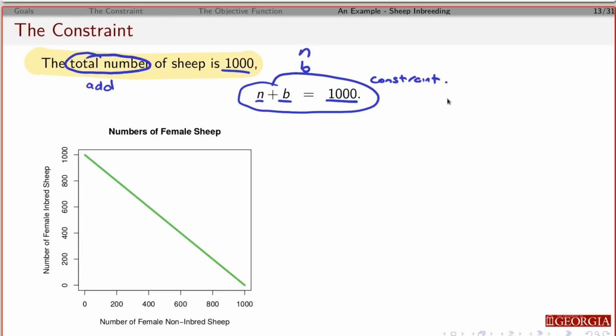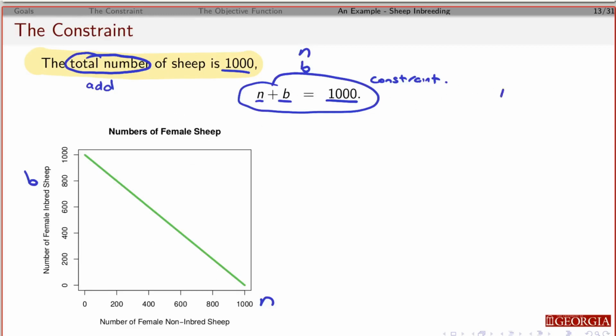If I look at this relationship graphically, I'm going to decide to put B on the vertical axis and N on the horizontal axis. That's an arbitrary decision. I just decided to do that, and I'm going to just stay consistent. I could have done it the other way. Doesn't matter.